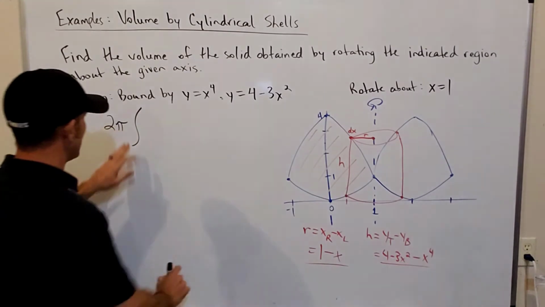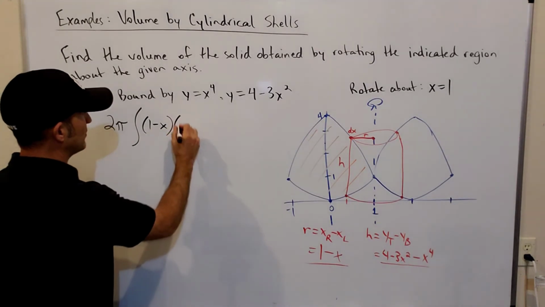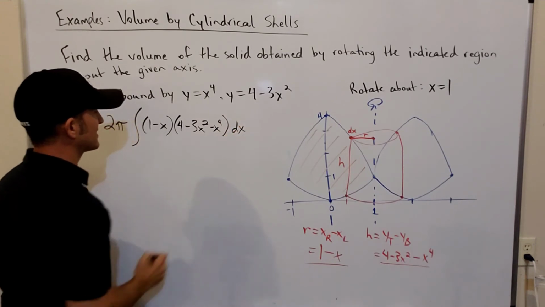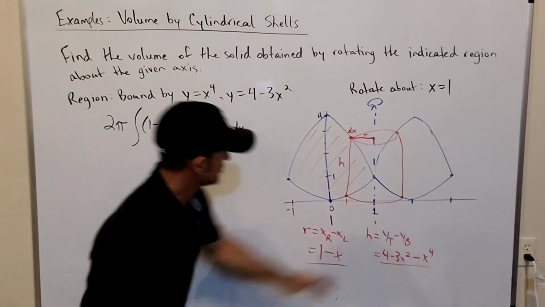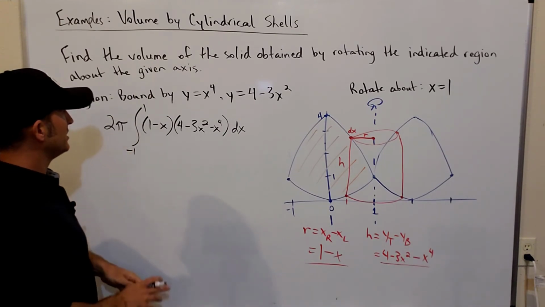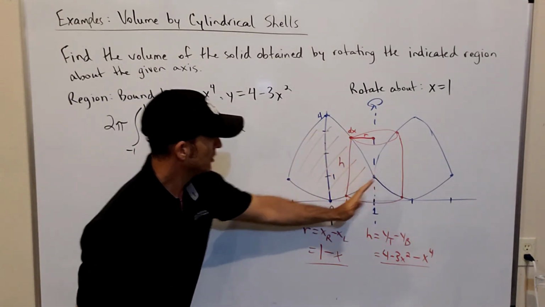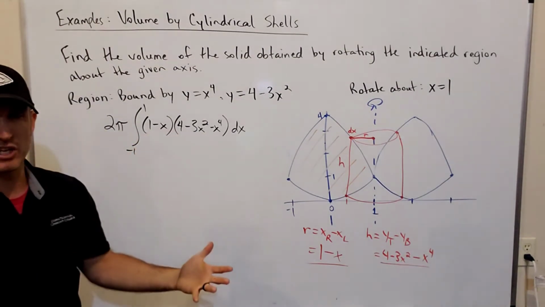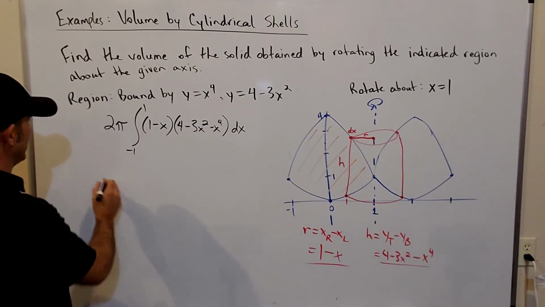So now we get 2 pi times the integral of our radius, 1 minus x, times the height, which is 4 minus 3x squared minus x to the 4th, times our thickness, dx. And we need to integrate based on x values. The x values for our region go from -1 to +1, okay? If you want, you could just do from 0 to 1 because this region is perfectly symmetrical, and then you could multiply the whole thing by 2. So you could try that if you want to. I'm going to stick to the basics here because I feel like shells are hard enough already maybe. Okay, so now this integral represents that volume. I'm going to work through the integral.